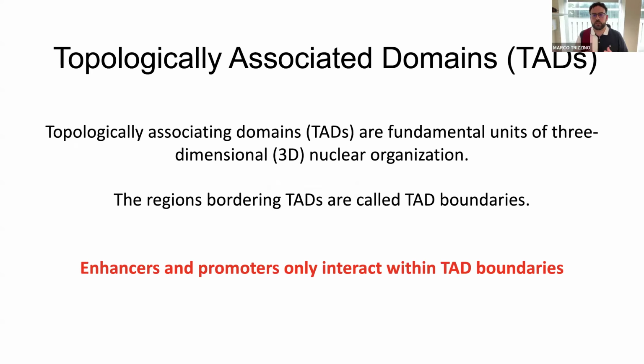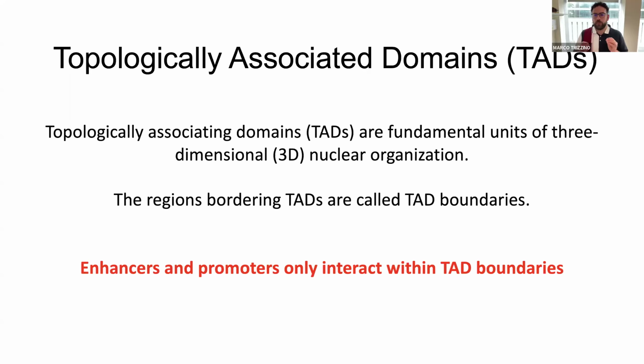And these 3D constraints are determined by specific domains called topologically associated domains, or TADs. These are fundamental units of the chromatin, a three-dimensional unit of the chromatin. You can imagine a TAD as being an apartment, a flat in a big apartment complex, right? So imagine your entire genome is a big apartment complex with many apartments, many units, and each TAD is an apartment, each TAD is a unit.